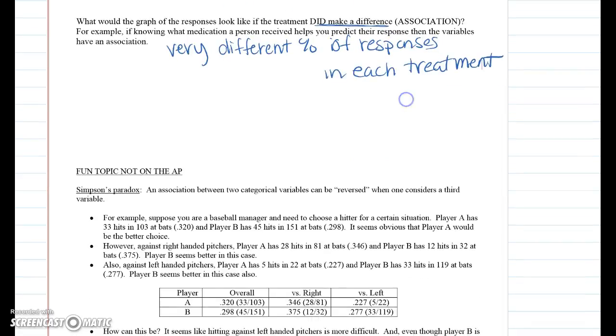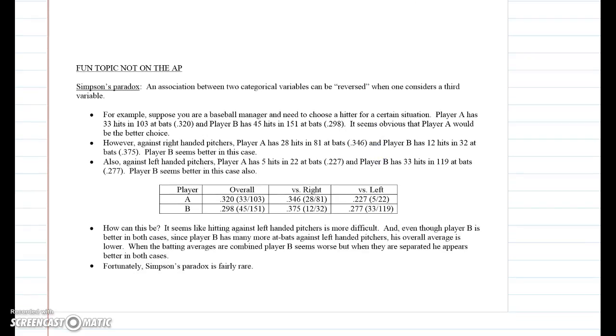All right, just the last thing we're going to mention, this is not technically something that's going to be tested on the AP, but it's something interesting to know about. This is Simpson's paradox. An association between 2 categorical variables can be reversed when you consider an extra variable. So we're looking here at 2 players' batting averages on a baseball team. So .320 versus .298 is their overall batting averages.